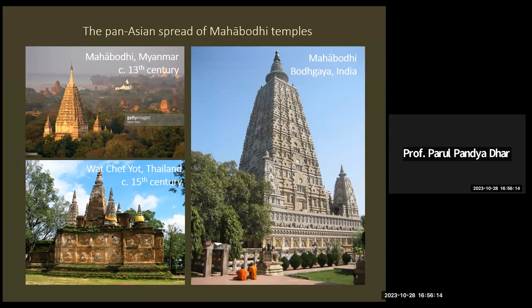And so you can see on the screen, to the right is the Mahabodhi at Bodh Gaya, which was restored in the medieval and modern periods. To the left top is the Mahabodhi replica in an actual standing Mahabodhi temple in Myanmar, belonging to the 13th century. And to the lower left, Wat Chetyot, Thailand, a 15th century Mahabodhi temple, a near replica. Apart from that, you have another one in Thailand at Chiang Rai, northern Thailand.